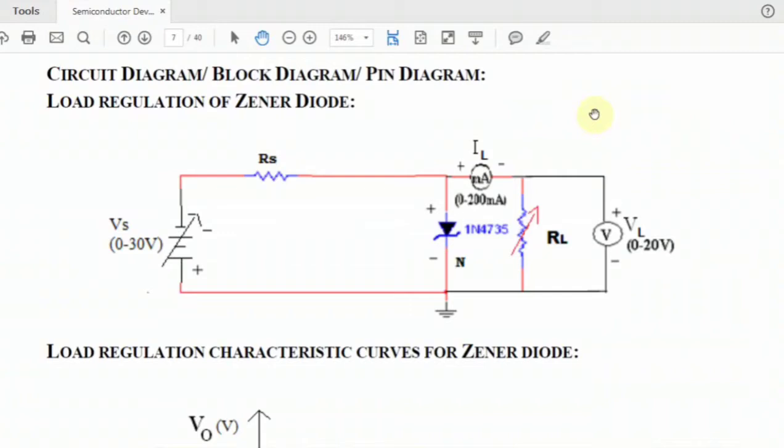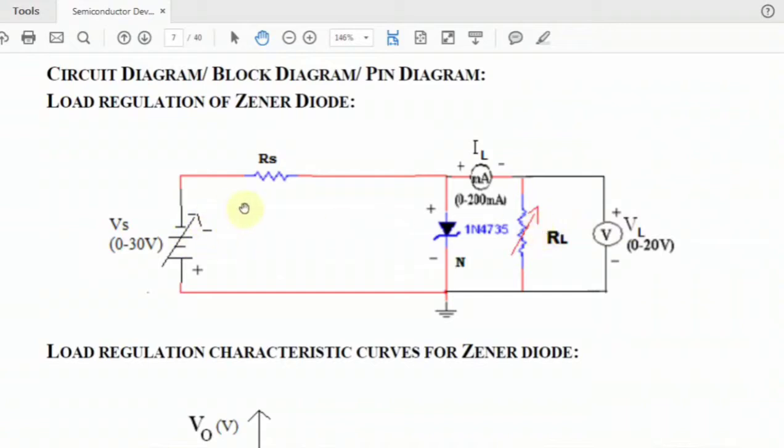Load regulation can be defined as keeping the load voltage, that means this voltage, constant irrespective of the input source voltage and the load current. That means, in simple words, we can say that even if the load current varies, the load voltage should remain constant.